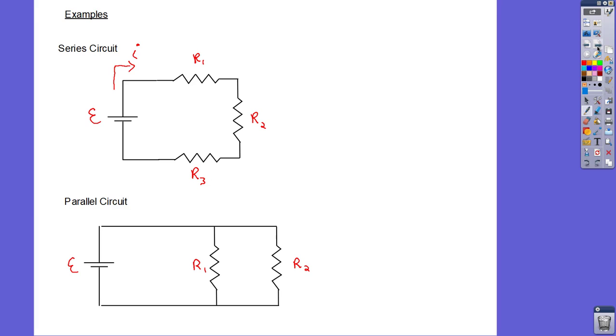So if we looked at a series circuit, this is a basic series circuit. We have a battery with an EMF and 3 resistors in series. Okay, we know that if we use Ohm's law here, I'll do it as I equals the EMF over the equivalent resistance, which in this case would be R1 plus R2 plus R3. That's because these are in series with each other.